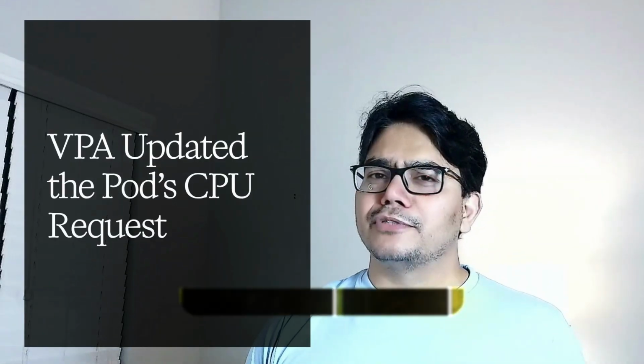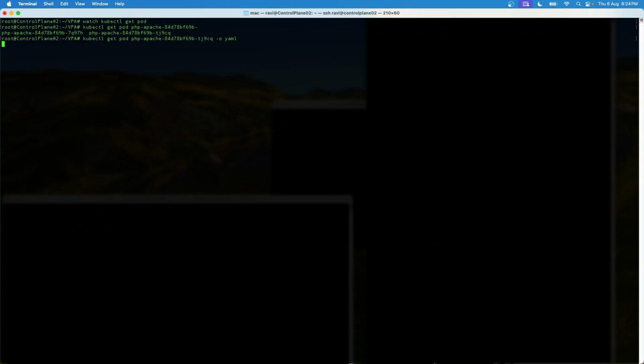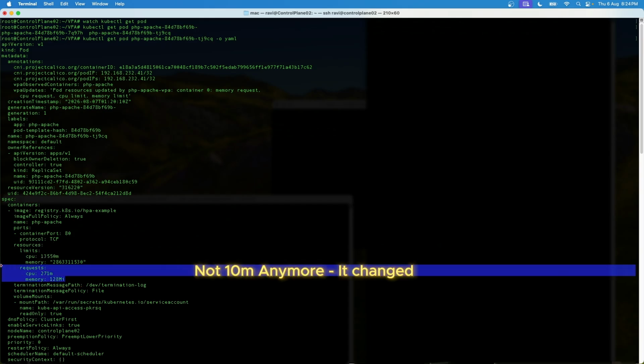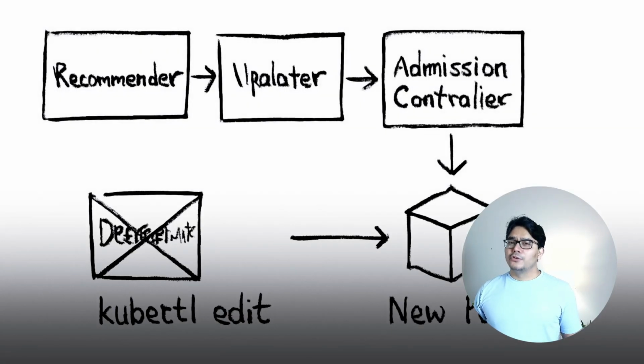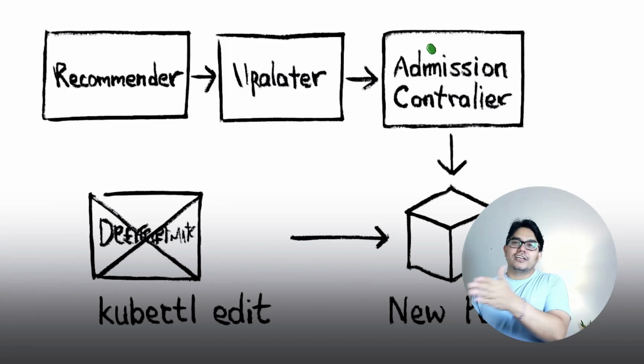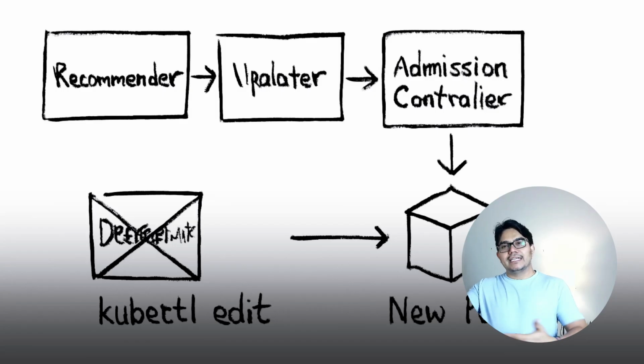Now, let's verify the resource request on the running pod. Look at that. The CPU request is no longer the original value we configured. It has now been updated to match the recommendation calculated by the recommender. 271 millicores now. Nobody edited the deployment YAML. Nobody ran the kubectl edit command. The entire process happened automatically. The recommender calculated the recommendation. The updater decided it should be applied. And the admission controller injected the new resource request into the newly created pod during its admission.